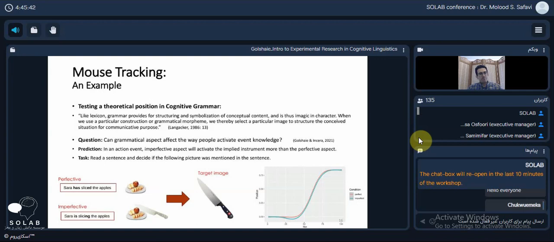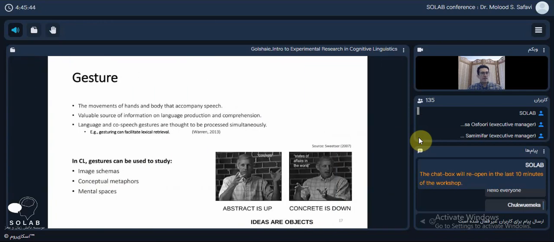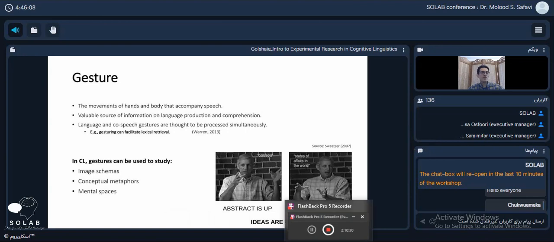Let me move on. Yes, we have gestures, and gestures are also very interesting. These days, multimodal studies of language are getting very popular. The movements of hands and body that accompany speech are called gestures, and they are a very valuable source of information on language production and comprehension.